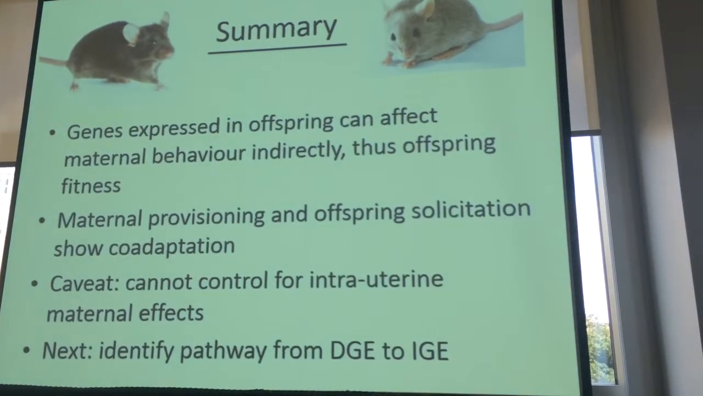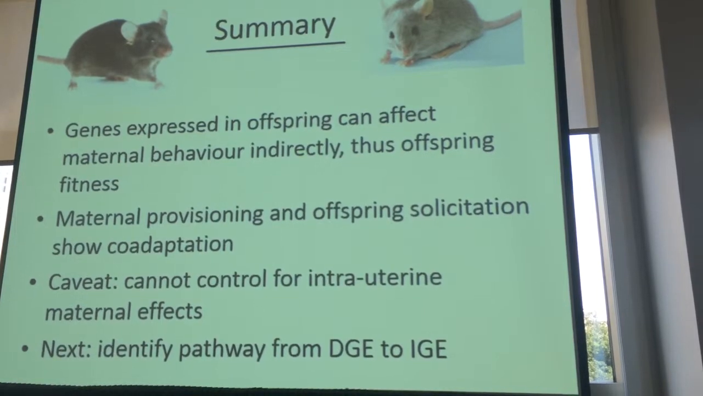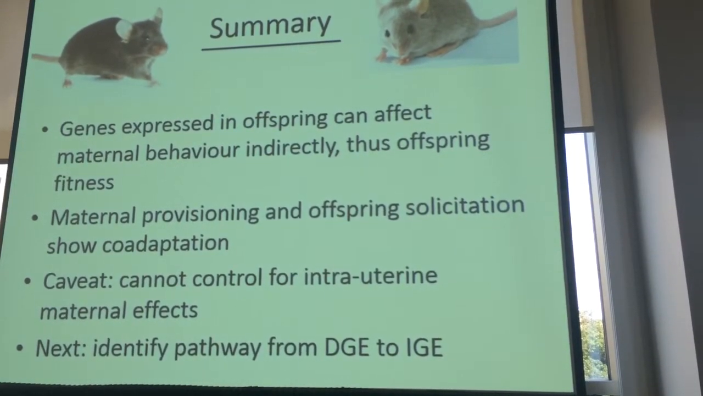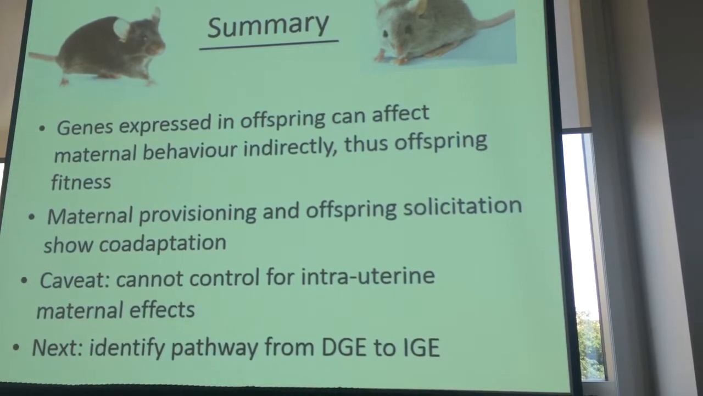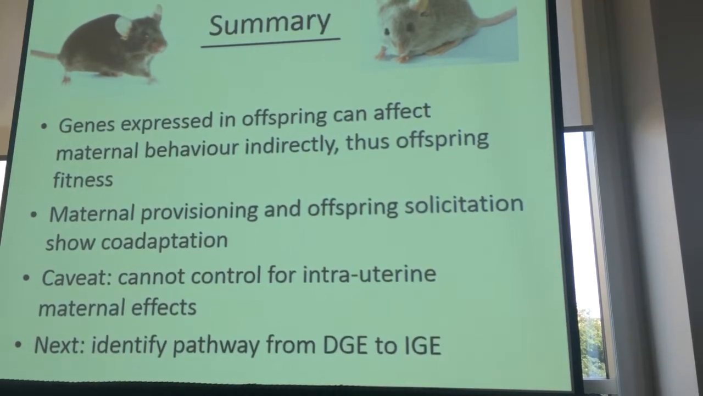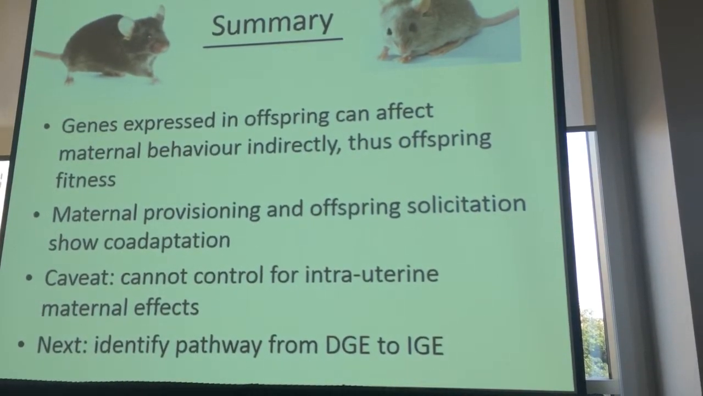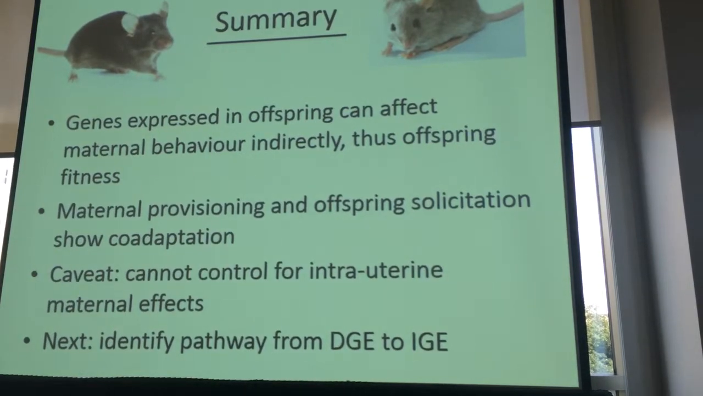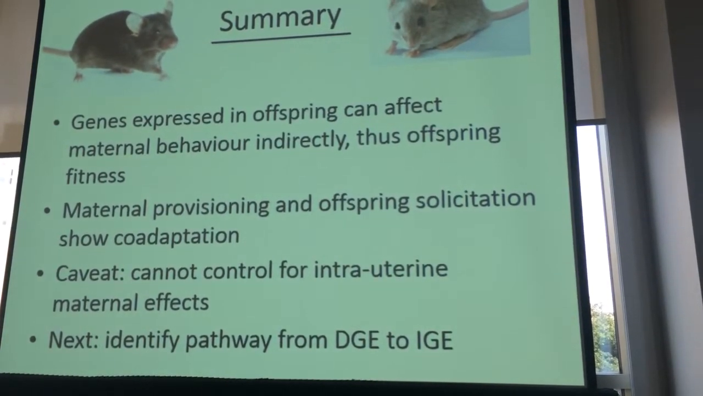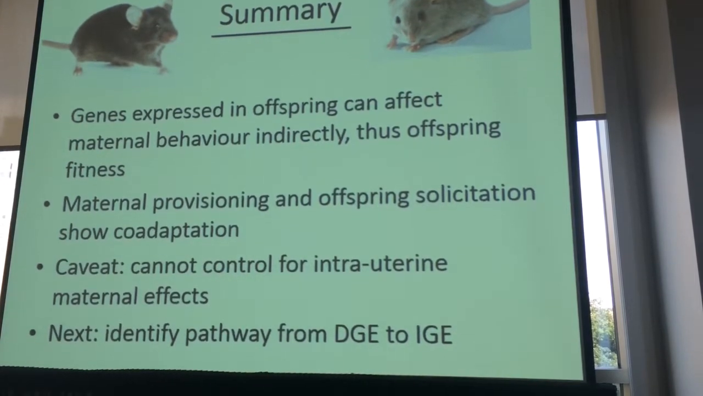Okay, so just to summarise very generally our results, we find clear evidence for indirect genetic effects in offspring. That is, we find evidence for genes that are expressed in offspring that modify maternal behaviour, and therefore, of course, indirectly also offspring fitness. We find that maternal provisioning and offspring solicitation show signs of coadaptation in their biological families.